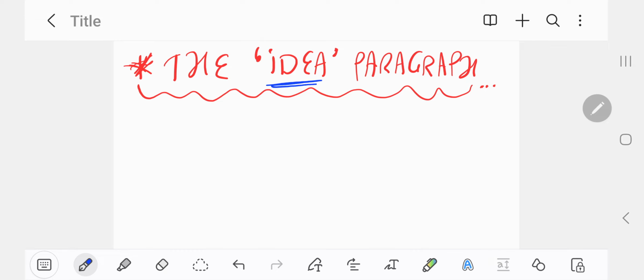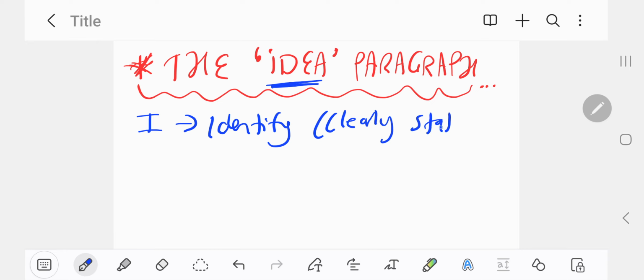So ID is actually an acronym. The I stands for identify. These four letters here, they're verbs. Identify means to clearly state a main idea or answer a question directly.